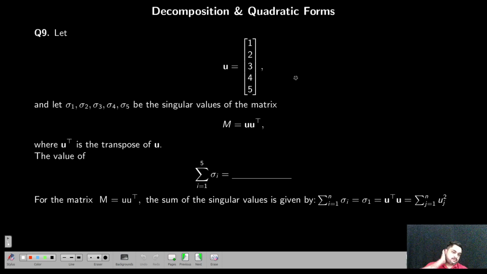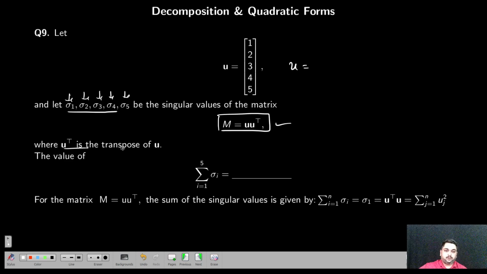Then based on the singular value decomposition and quadratic forms. So they are given U, a vector, and let the singular values be sigma 1, sigma 2, called singular values. I explained in depth what you mean by singular value, what is the use of this decomposition and how it is done. So let M equal to U into U transpose, where UT is the transpose of U. The value of the sum of this. This is a straightforward property for a matrix of this form, and these are the singular values. The sum of the singular values is given by the sum of all this.